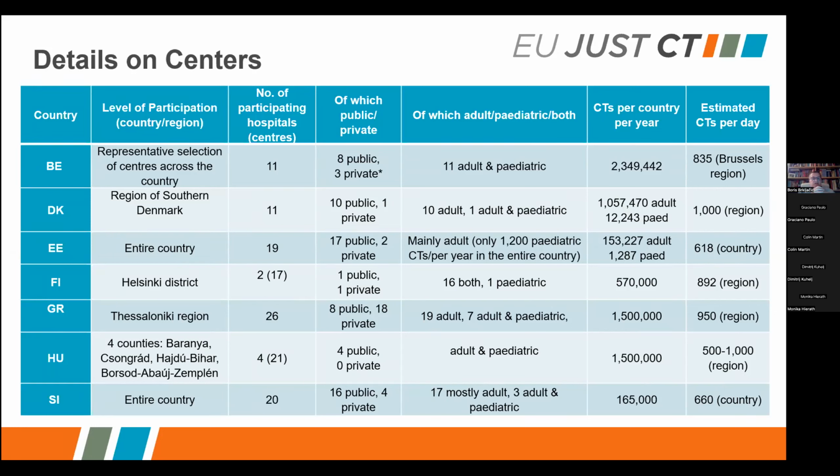For instance, this is what you see in Finland. Helsinki district had 2 hospitals, but one huge public hospital had 16 different sites where they were performing CT examinations, so basically 16 were public and one site was private, but those 16 were under one roof, so to say. The same thing is also in Hungary. There were 4 big hospitals, but 21 centers. And then we have CTs per country performed per year and estimated CTs per day.